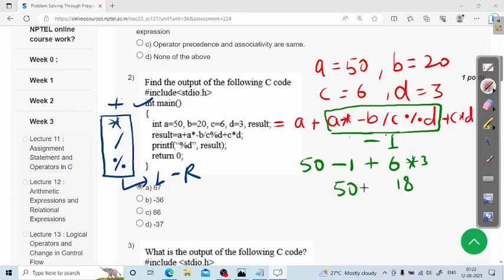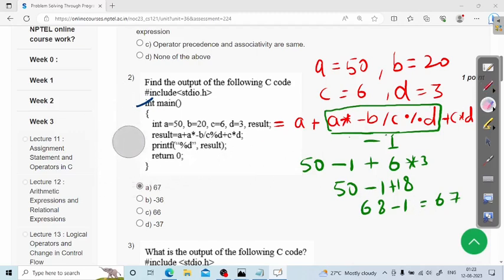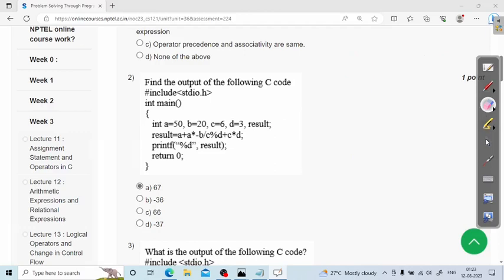So our left out value is going to be 50 minus 1 plus 18. So this will come out to be 68 minus 1, and that is equivalent to 67. So our answer is going to be 67. You can observe we have the option 67 here. Clear, guys? Now let's move to the next question.